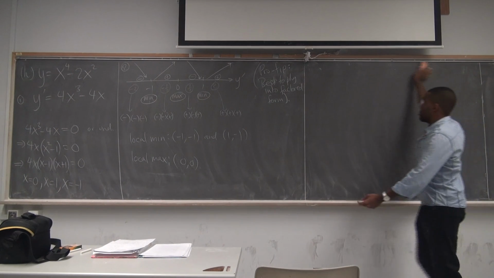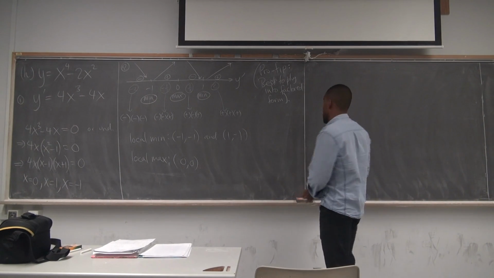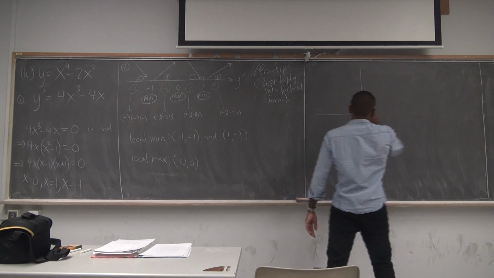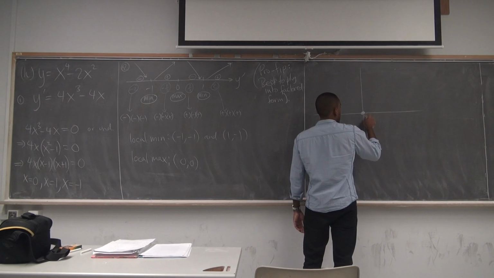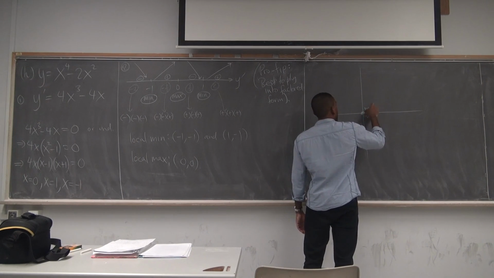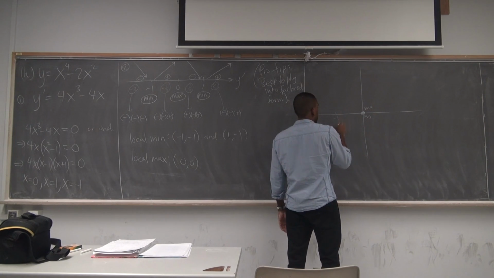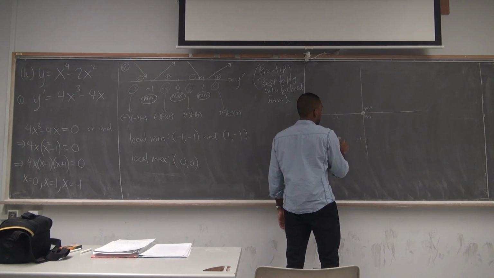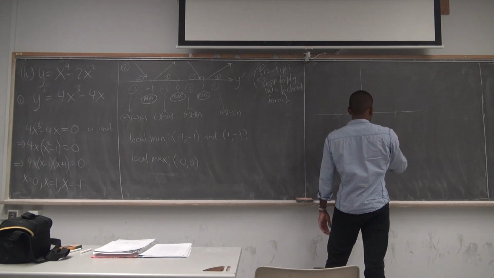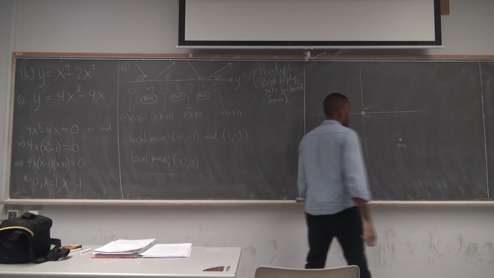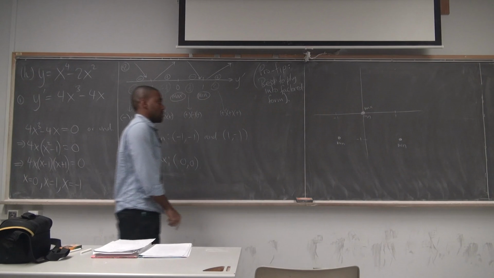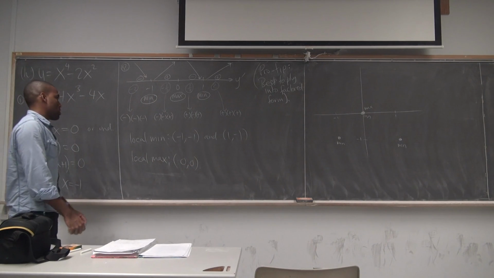We're going to learn to sketch in much greater detail than this, but right now I can draw a very naive one. I know that 0, 0 is a maximum. I know that minus 1, comma, minus 1 is a minimum. And I know that 1, comma, minus 1 is also a minimum. So here's one of the basic ways we can start to graph this thing.